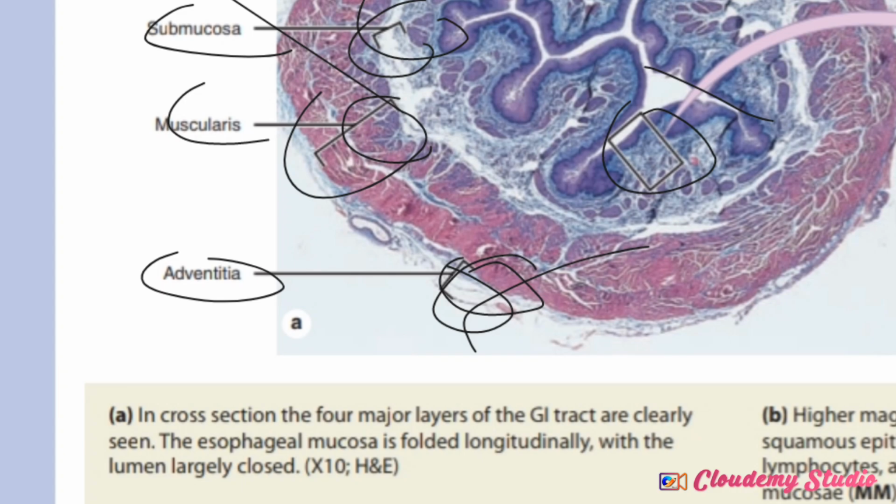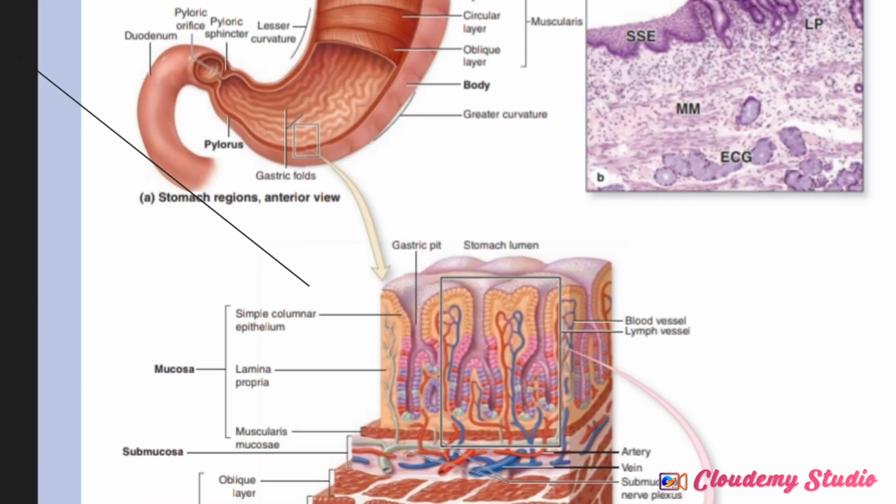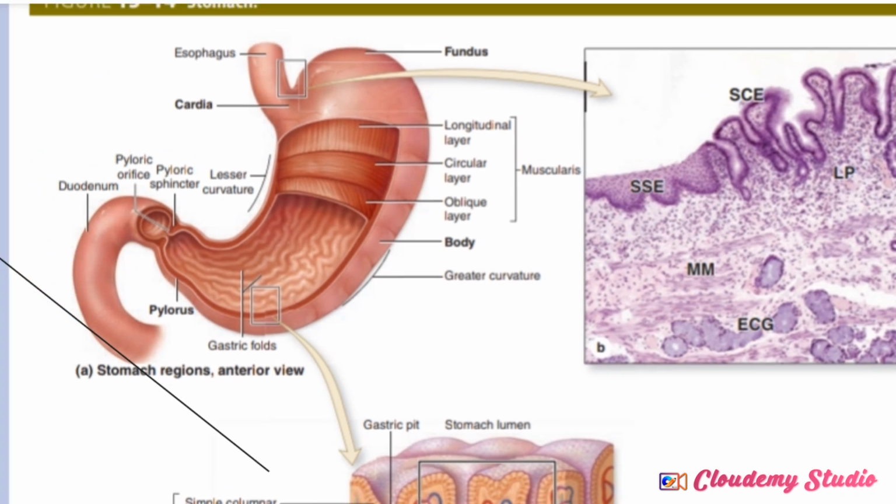Now, we have the stomach. Remember that the stomach is part of the GI tract. The stomach consists of four basic regions. From the esophagus, the food leads into the stomach. So inside the stomach we have the cardia, the fundus, the body, and the pylorus.